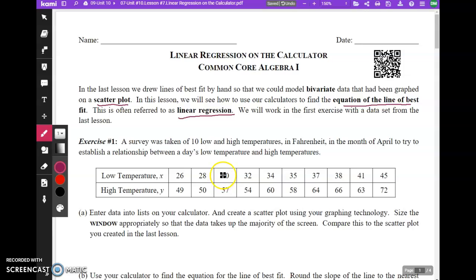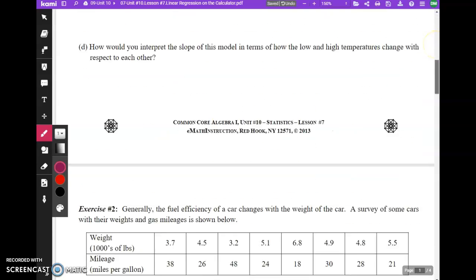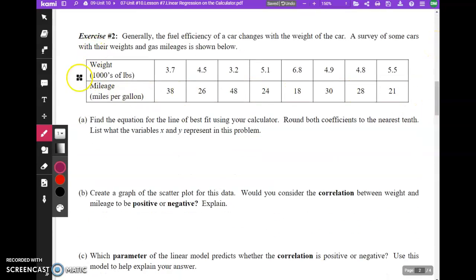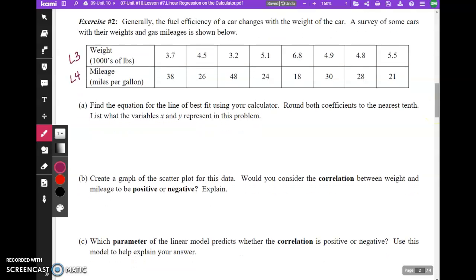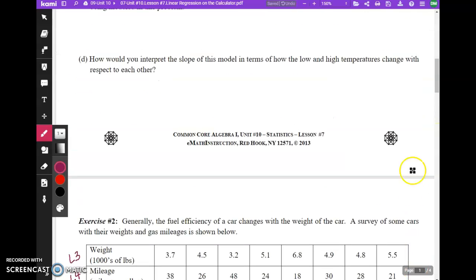All right, so before we start, I need you to get out your calculator, and we're going to front load the data in this so that we have all the data in so we don't have to keep stopping. All right, so for exercise 1, put this one in L1, this one in L2, and on the back of your paper, in exercise 2, put this data in L3 and this one in L4. So go ahead and pause the video, and you can go ahead and put that data in. When you're done, come back.